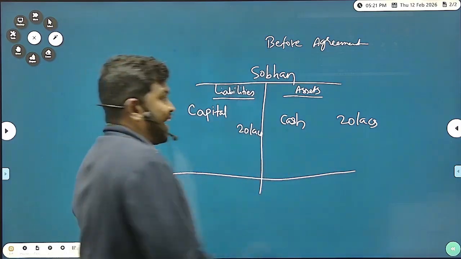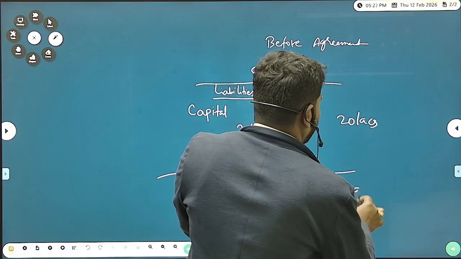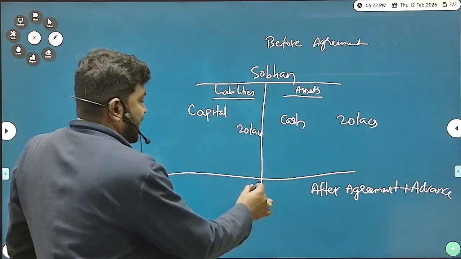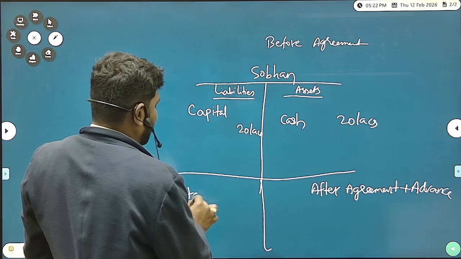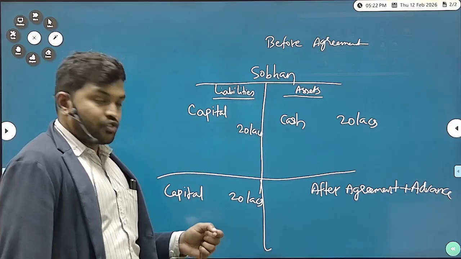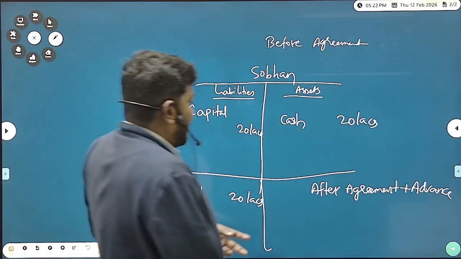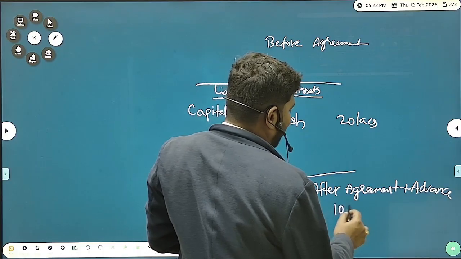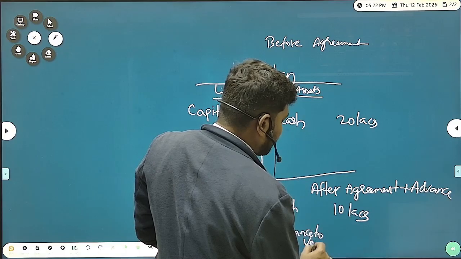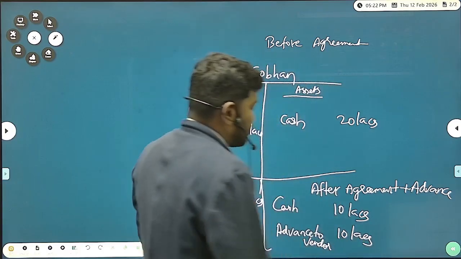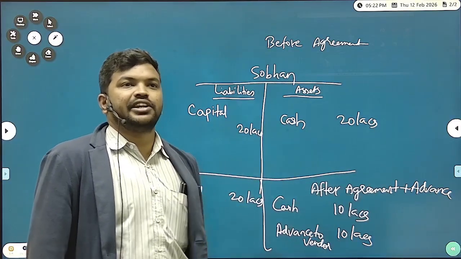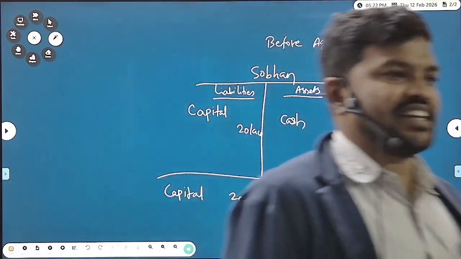This is before the agreement. Now after agreement and advance. A simple agreement will not change your financial position. After the agreement, what will happen? My capital remains the same, 20 lakhs, because Shobhan introduced 20 lakhs in the business. So the business should pay back to Shobhan 20 lakhs only. Now how much in cash after the advance? 10 lakhs. Advance to vendor, sorry, not customer, current asset. How much was it? 10 lakhs. So my financial position has changed because of this advance. So this advance will be treated as a transaction. Clear between event and transaction? Any doubts?